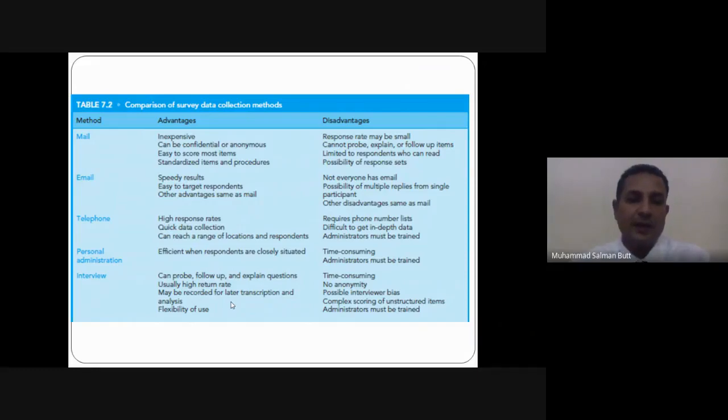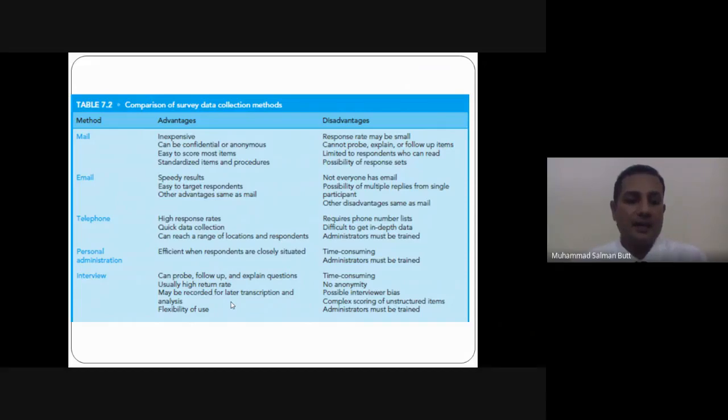And the next type of method is the email method. The email method is a speedy one, and it is easier to send the questionnaire by email, and you can easily target the respondent as well, with other advantages the same as mail distribution of your questionnaire. But in email distribution, the disadvantages are that not everyone has email, there is a possibility of multiple replies from a single participant, and other disadvantages are the same as mail.